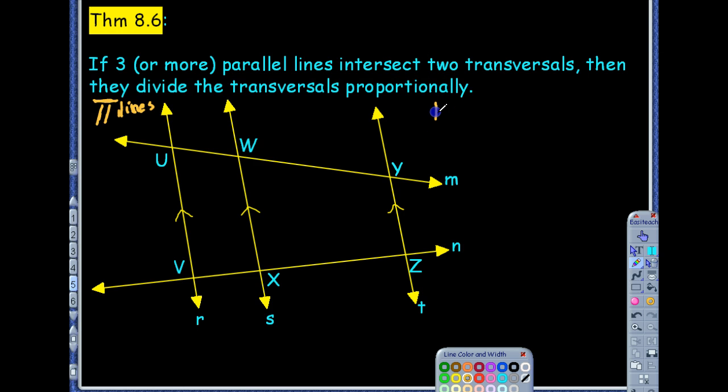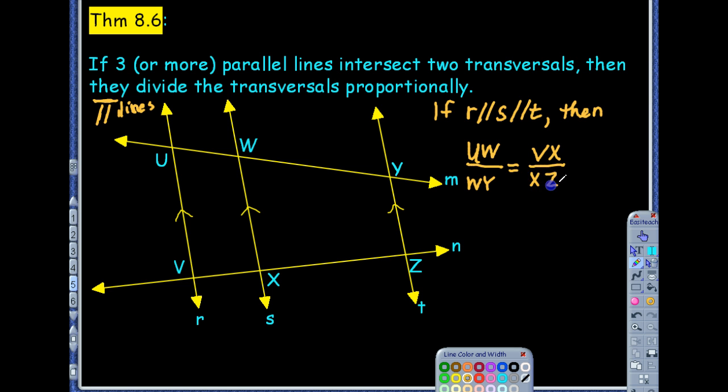Exactly. Okay, so in this picture, if I give you R, S, and T are all parallel, then what can we say? So we could say that UW over WY is equal to VX over XZ. So those would be all the sides that are divided proportionally. So again, another key here, that proportional idea. We're setting up proportions and finding missing segment lengths, things like that. I think this one is pretty self-explanatory especially since we just saw the triangle proportionality theorem.